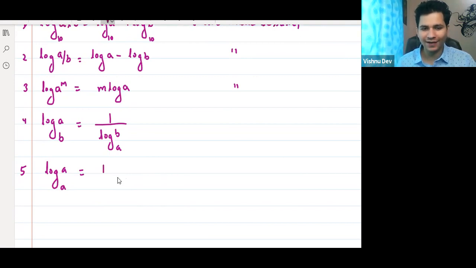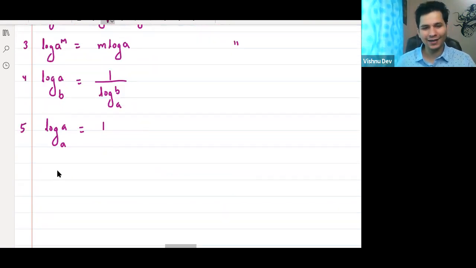It is 1 now. Do not just remember by the order. Log A base A is 1, yes or no? Log A base A is 1. Right, everyone? Yes, anything for 1 is that same number.